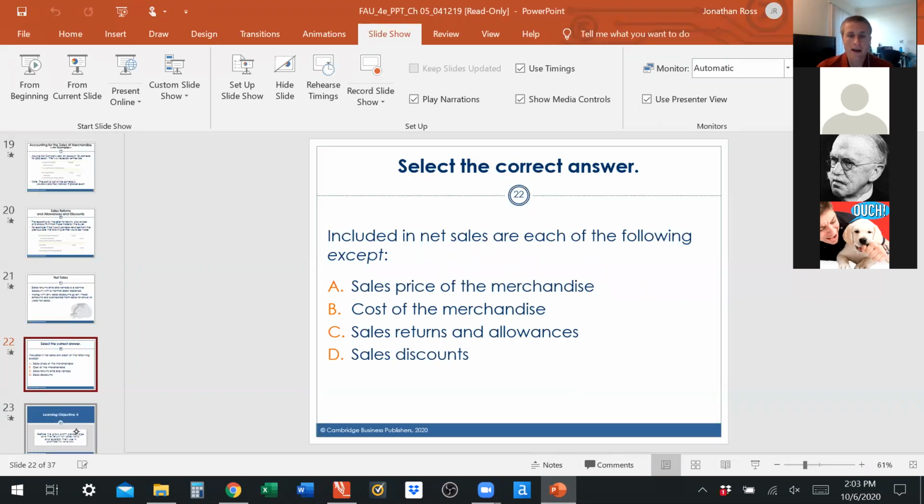So which of these things is not included in net sales? Right, Julia, thank you. The cost of the merchandise is not in net sales. Net sales is sales revenue. And what's in sales revenue? The cost of the merchandise or what you sold it for? What you sold it for, which is hopefully greater than the cost of the merchandise. Net sales is sales revenue minus sales returns minus sales discounts.